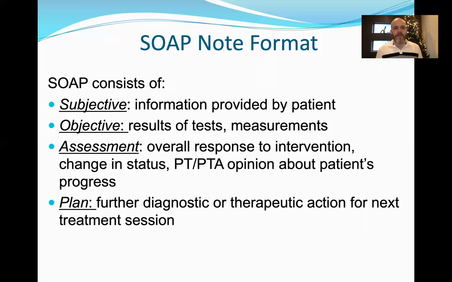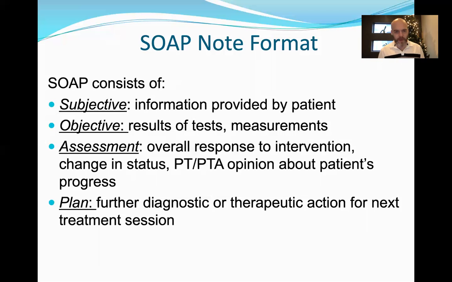Okay. The next section is your A, your assessment section. This is their overall response to the whole session. So you're going to say something. If the patient responded well to the session, they were able to go through all their exercises without any problems, you could say something like patient was able to tolerate all activities today without any adverse events.